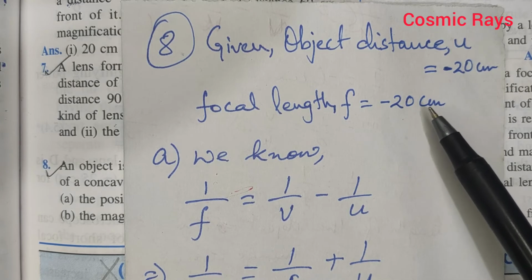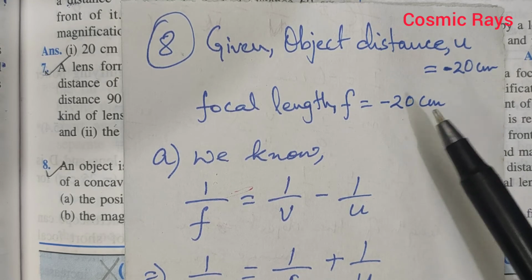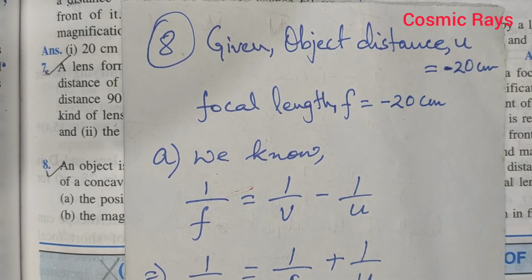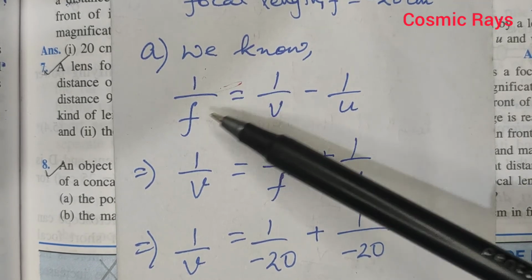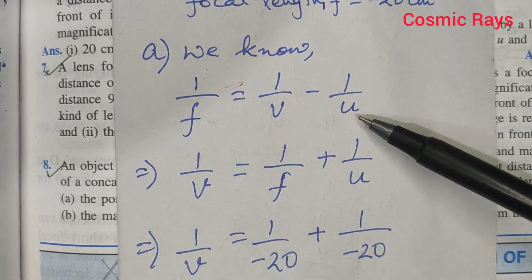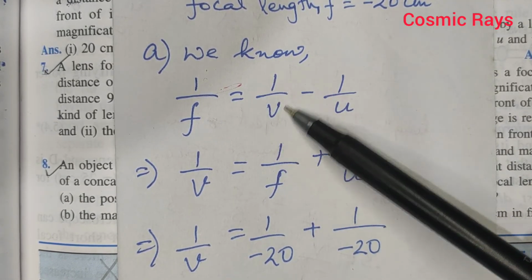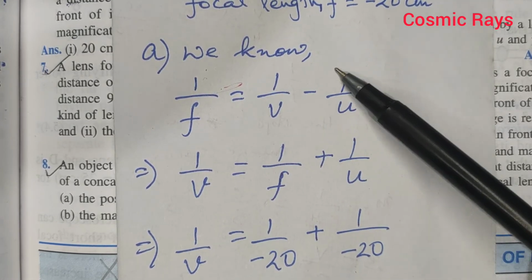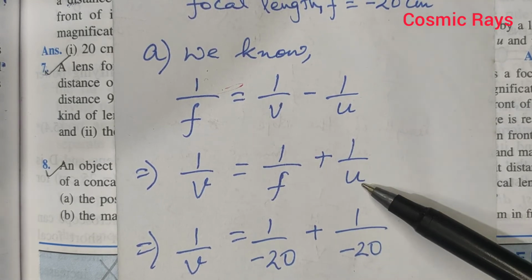If you remember, when we were talking about the important formulas in the beginning of this AV, I told you for a concave lens, everything is going to be negative, be it u, v or f. So here we write the formula. We know the lens formula, 1 by f is equal to 1 by v minus 1 upon u. So we have to find the value of 1 by v, that is the position of the image. So 1 by v is equal to, we take minus 1 by u to the other side, so it becomes 1 by f plus 1 by u.